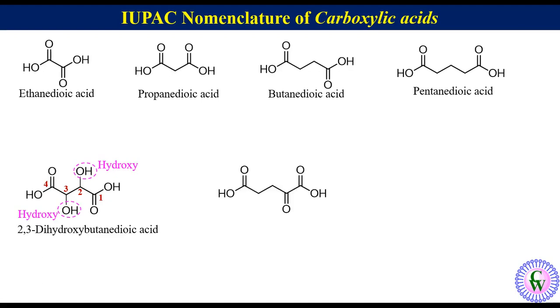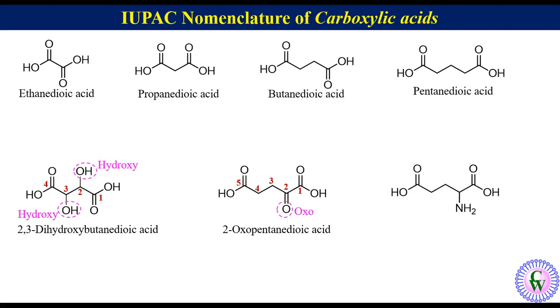Alpha ketoglutaric acid. The parent chain has 5 carbon atoms. Numbering of the parent chain will be from right to left as 1, 2, 3, 4 and 5 like this because it gives a lower number to the ketonic carbon. It has an oxo group at C2. Thus, the IUPAC name will be 2-oxopentane dioic acid.